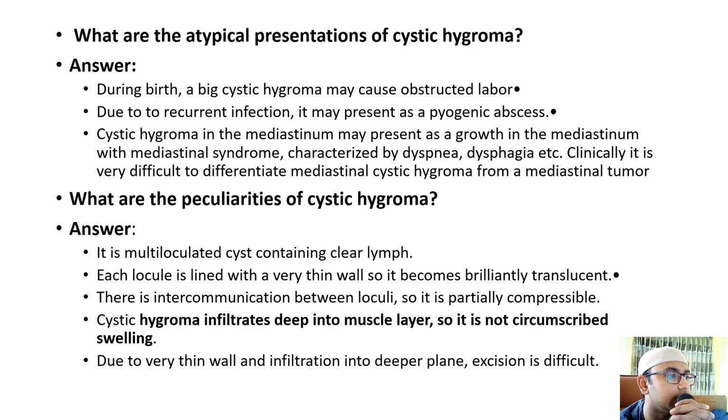So what are the peculiarities? It is a multilocular cyst containing clear lymph. Each locule is lined with a very thin wall, so it becomes brilliantly translucent, and there is intercommunication between loculi, so it is partially compressible. Cystic hygroma infiltrates deep to the muscle layer, so it is not a circumscribed swelling, due to the very thin wall and infiltration into deeper planes, and excision is difficult.